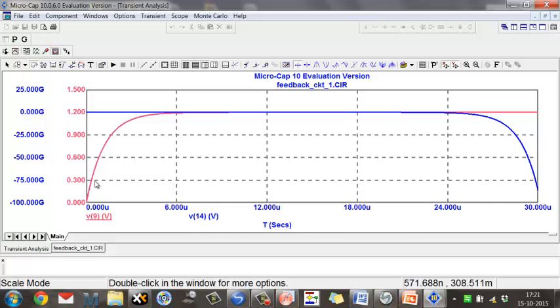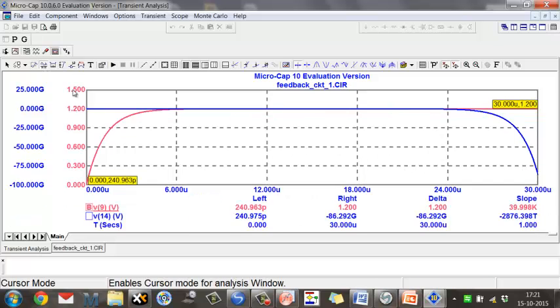Let me put the cursor here. Let's look at the red one. Because the capacitor was initially discharged, it was 0. So the voltage builds up across the capacitor, and eventually it reaches 1.197, about 1.2, which we expect. The gain is 12, so 0.1 multiplied by 12 gives us 1.2. So my non-inverting amplifier is behaving as it should. It takes a little bit of time to reach the steady state.